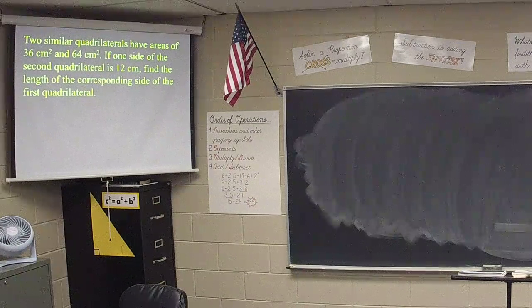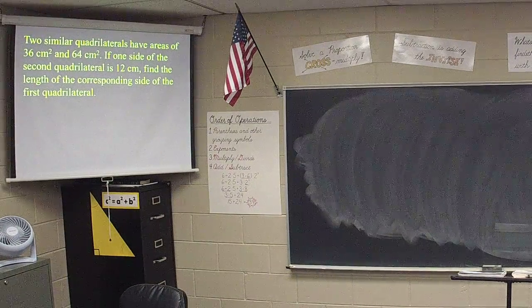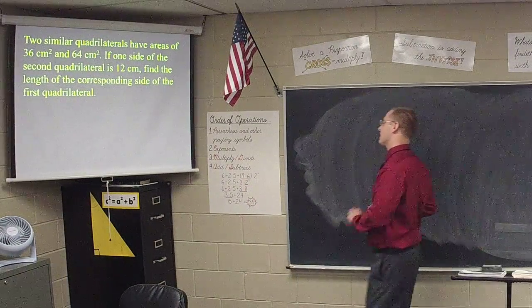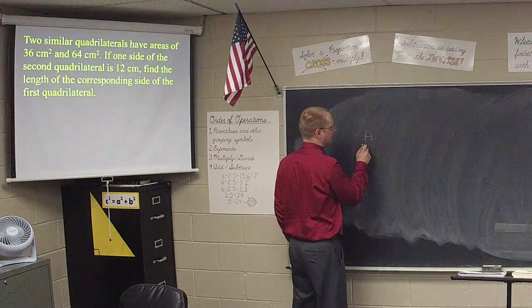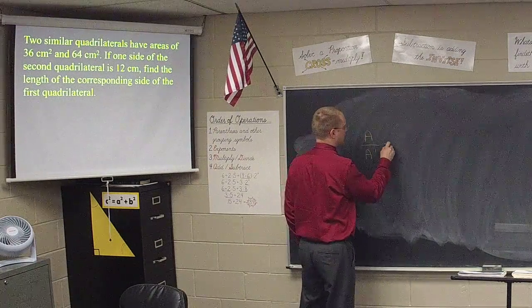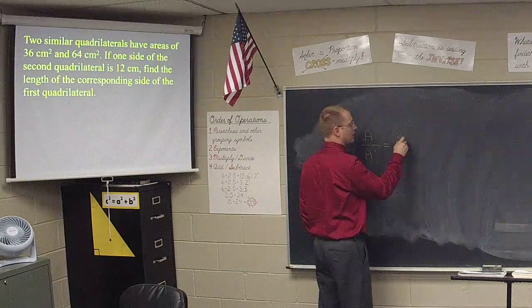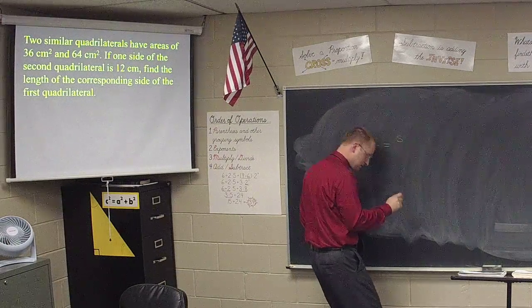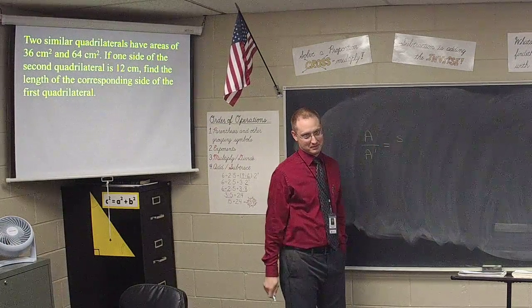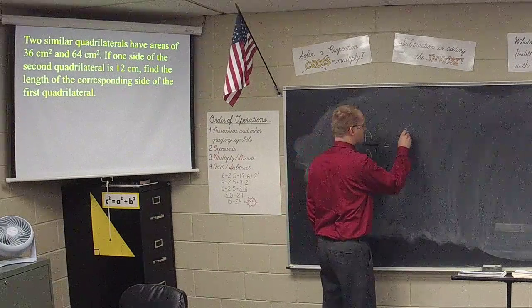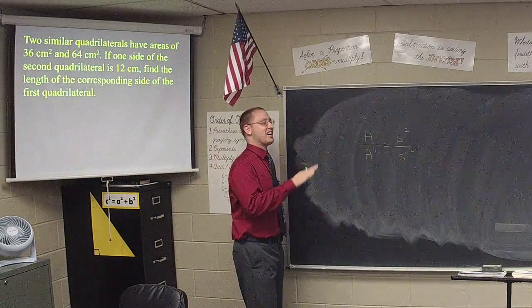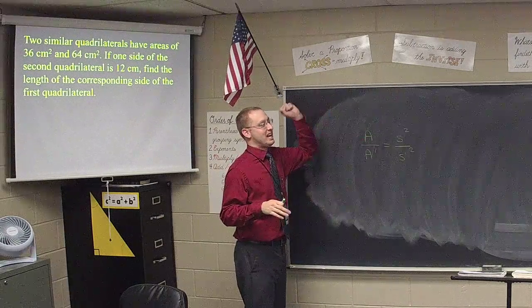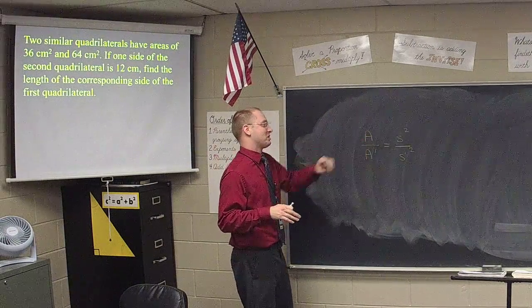All right, let's take a look at this together. And what proportion do we need to use this time? Genesis. Area over area equals side over side. Chris. Side squared over side squared. Don't forget the squares. Area is to area, side squared is to side squared. The square of the ratio of similitude.